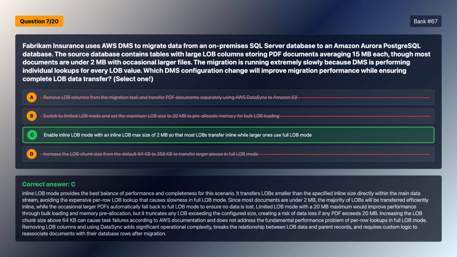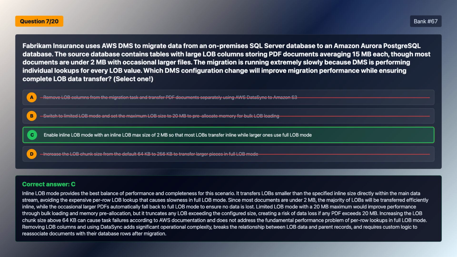The correct answer is option C. Inline LOB mode provides the best balance of performance and completeness for this scenario. It transfers LOBs smaller than the specified inline size directly within the main data stream, avoiding the expensive per row LOB lookup that causes slowness in full LOB mode. Since most documents are under 2 MB, the majority of LOBs will be transferred efficiently inline, while the occasional larger PDFs automatically fall back to full LOB mode to ensure no data is lost.